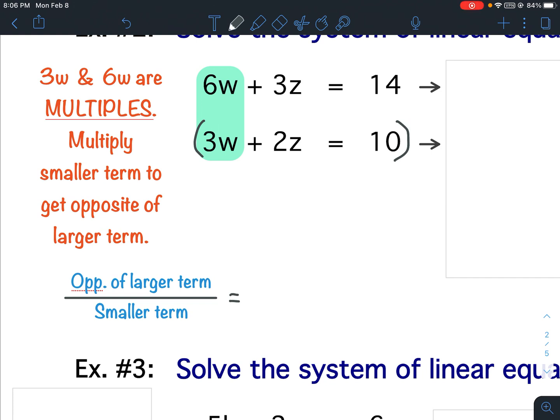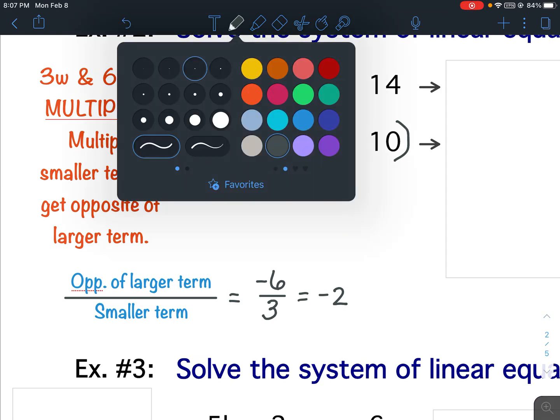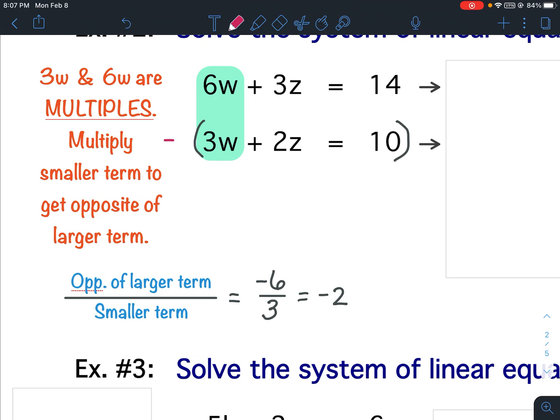So the larger term is positive 6w, so I need a negative 6. The smaller term is a 3. So what is negative 6 divided by 3? That would be negative 2. So again, I took the opposite of the larger and divided it by the smaller. So I'm going to multiply the bottom equation by negative 2.